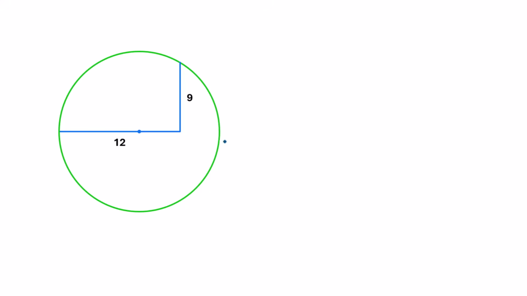We have a circle. Inside it, there are two perpendicular lines. This line passes through the center of this circle and the length of this side is 12 units. And the length of this line is 9 units. We have to find the radius of this circle.